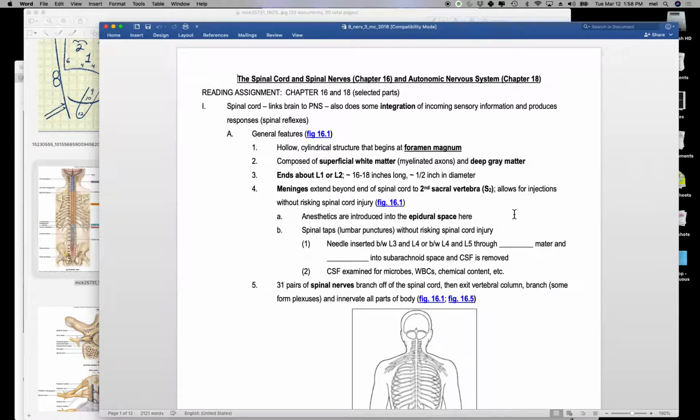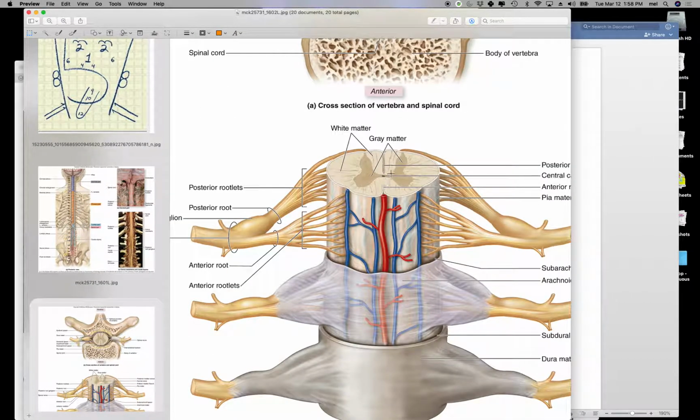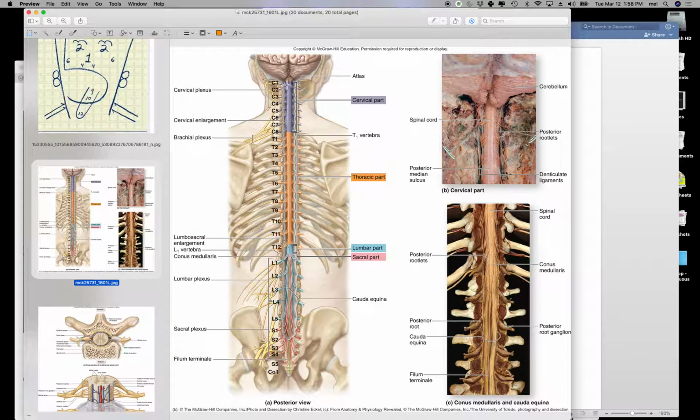Okay, so it is hollow. It has a hole in the middle. It's not got a big hole, but it has a hole in the middle called the central canal, and the central canal has cerebrospinal fluid in it, right? Okay. It begins right below the foramen magnum, and it ends way higher than people expect it to.